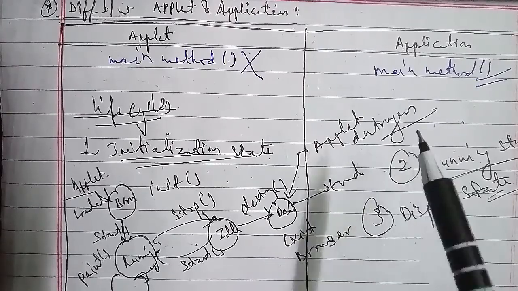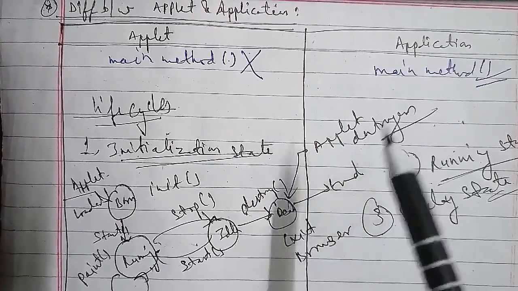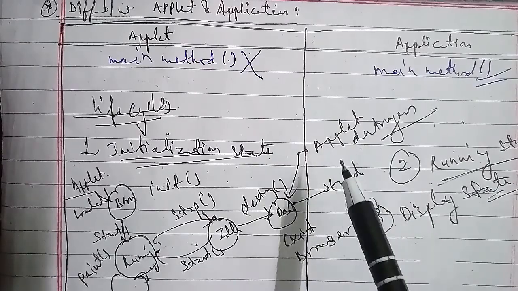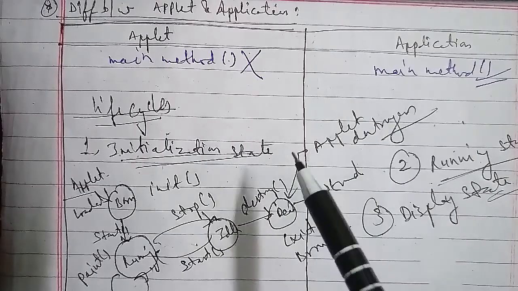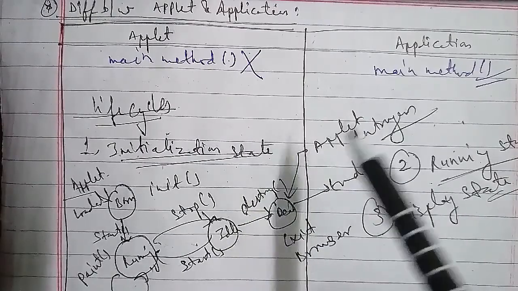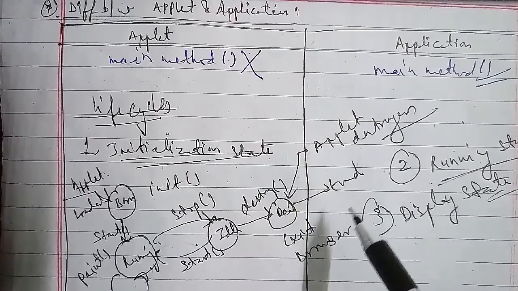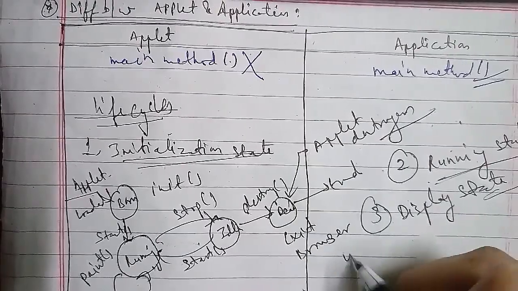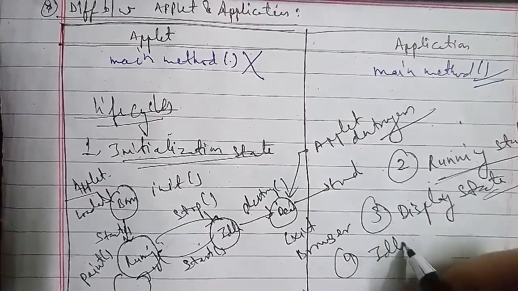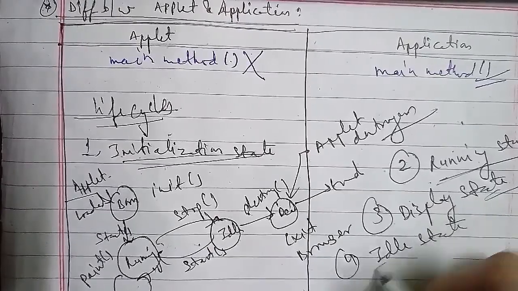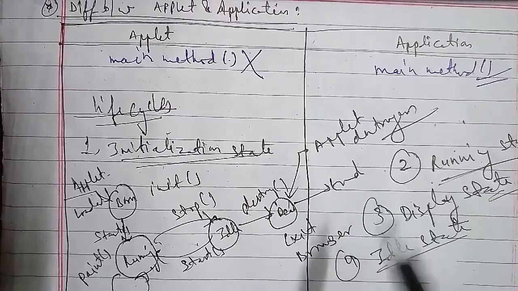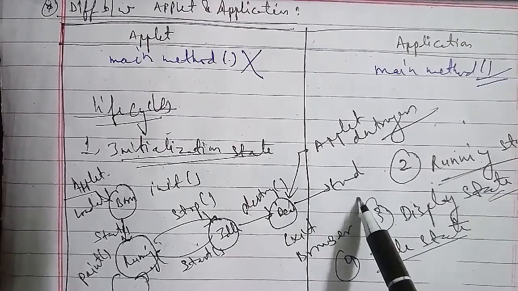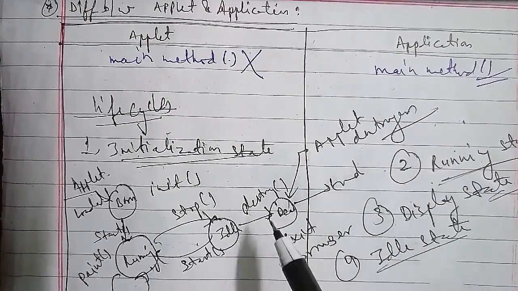Now the fourth step we have is the idle state. This is the state in which the applet becomes idle. The stop method is invoked when we want to stop the applet. When an applet is running, if we go to another page, then this method is invoked. For the next one, the fifth life cycle state that we are processing is the dead state.